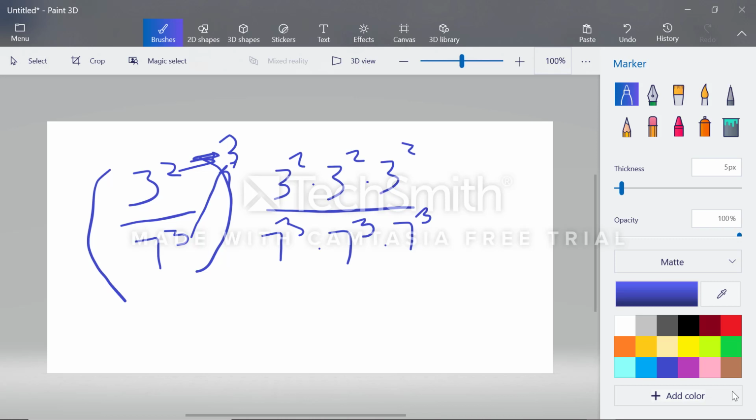So since I have all these 3's that are the same, I'm going to add my exponents. Same base, no matter what the exponent is, you add. Okay, so then this becomes 3 to the 6th power over 7 to the 9th power. Ooh, that's not 79. 7 to the 9th, 7 to the 9th power.